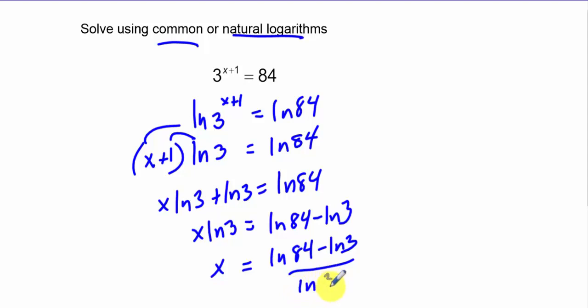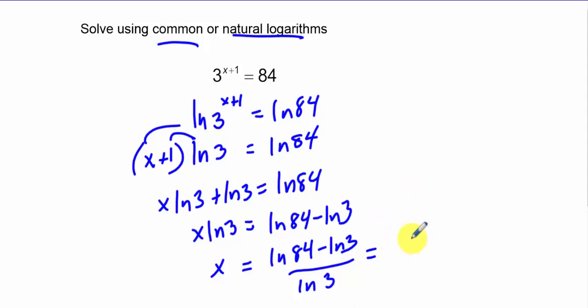And I get this quantity. Notice I can't reduce this because I have a subtraction here. However, I can probably simplify this a little bit more. I know that 3 goes into 84 evenly, all right? And that's just going to be a total of 28 times.